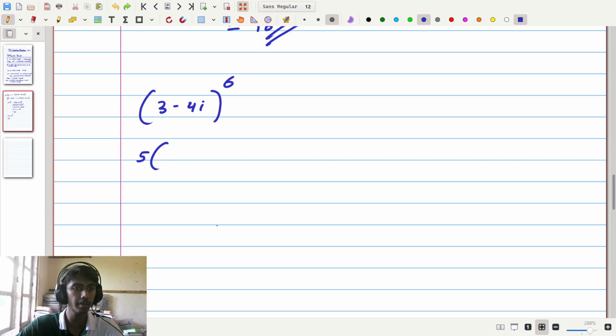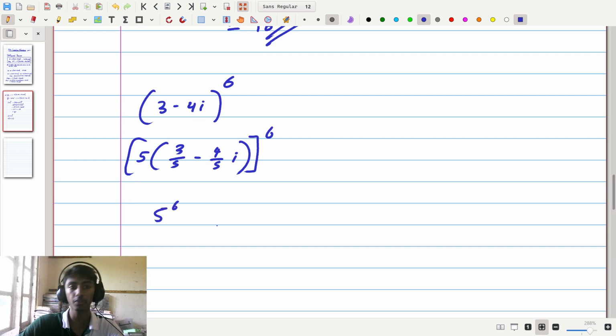So here we can have 3 divided by 5 minus 4 divided by 5 i, and then we have some kind of triangle with 3 divided by 5 as one of the side lengths and 4 divided by 5 as the other one. We'd raise the whole thing to the power of 6. We'd get 5 to the power of 6 on the front, and then this angle multiplied by 6, and then we'd have to find that angle and then resubstitute, and then finally we'd get our answer. So I recommend you try things like this.